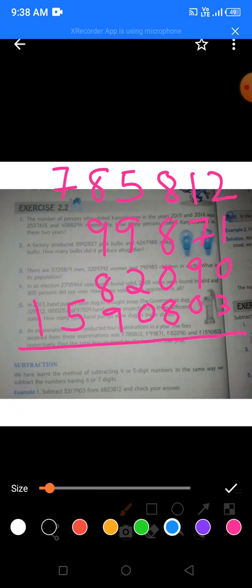Okay, so there were 4 examinations. We got 4 numbers. Now 2 plus 1 plus 0 plus 3 is nothing but 6. Then 1 plus 9 is 10, 10 plus 7 is 17. So I have written here 7 and carried 1. Now 8 plus 8 is 16, 16 plus 8 is 24, plus 1 is 25. So I'll write here 5 and carry 2.